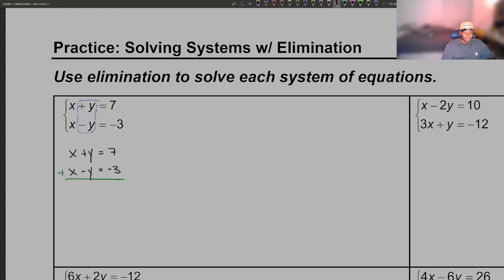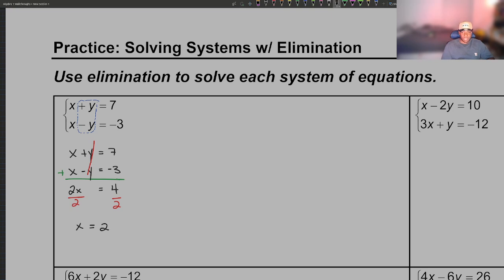x plus x, that's going to get us 2x. y plus negative y, adding together opposites, is going to cancel them out. So those are gone. And 7 plus negative 3 is going to be equal to 4, because 7 plus negative 3 is the same exact thing as saying 7 minus 3. So we have 2x equals 4. All we have to do now is get x by itself, and that's going to happen with division. You're left with x equals 2.